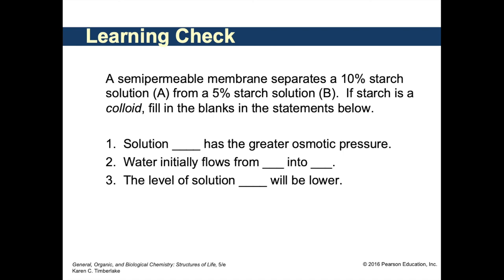Okay, let's see if we can do a couple practice problems that tie that together. So let's say we have two solutions, a 10% starch solution that we labeled A and a 5% starch solution labeled B. And of course, it's separated by a semi-permeable membrane. So which of these two has a greater osmotic pressure? I kind of mentioned that the one with a higher concentration of solute will have a higher osmotic pressure. Okay, so you should be able to answer question 1.